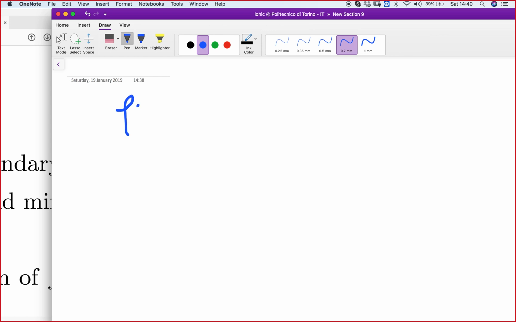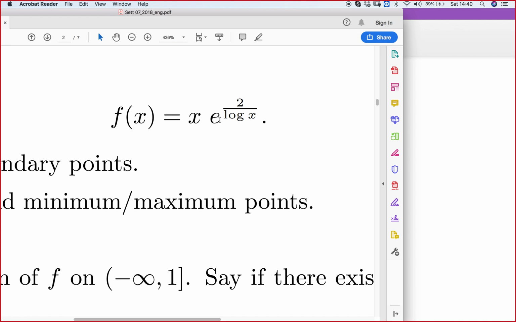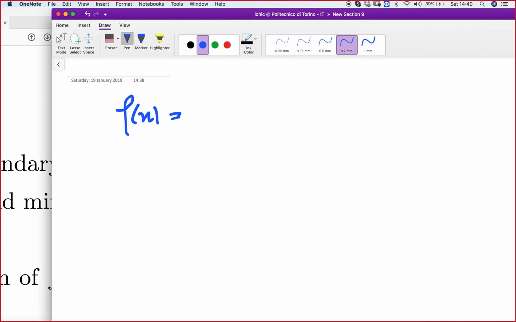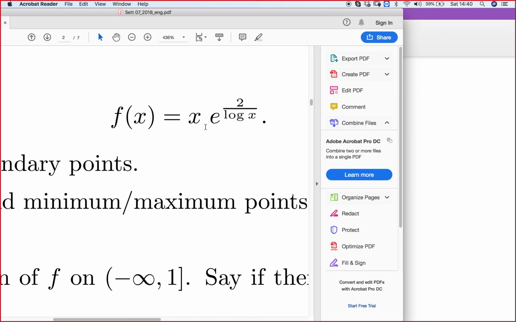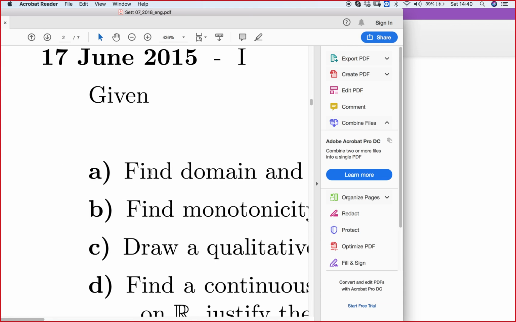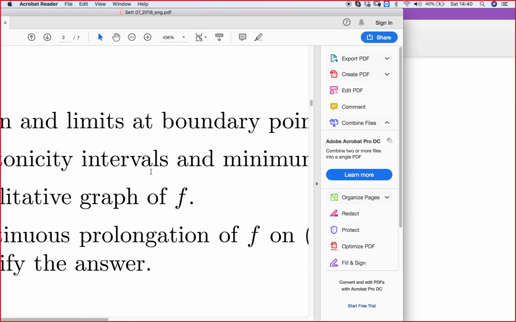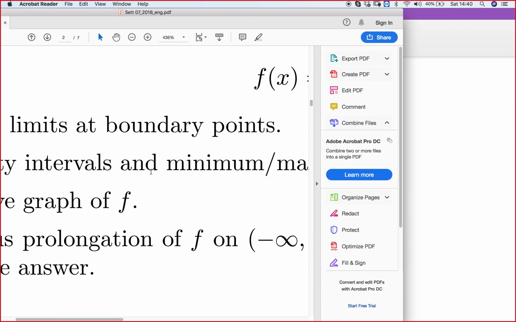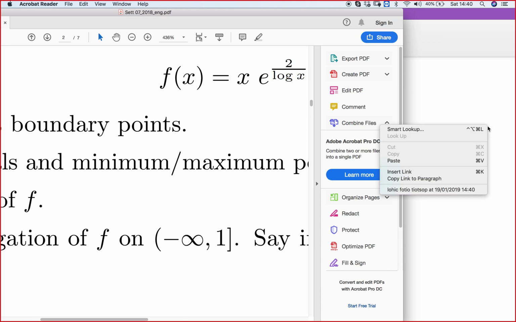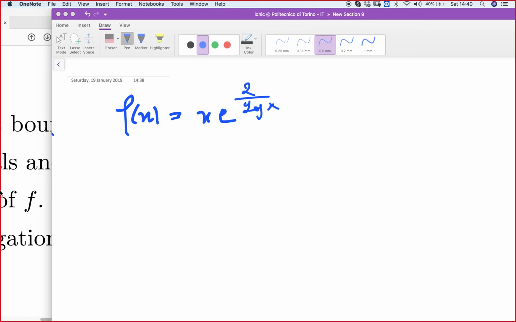The function is f of x equal to x times exponential of 2 over the logarithm of x, right? Nice. The first question is to find the domains and limits at boundary points. So first, we need to find the dom f.